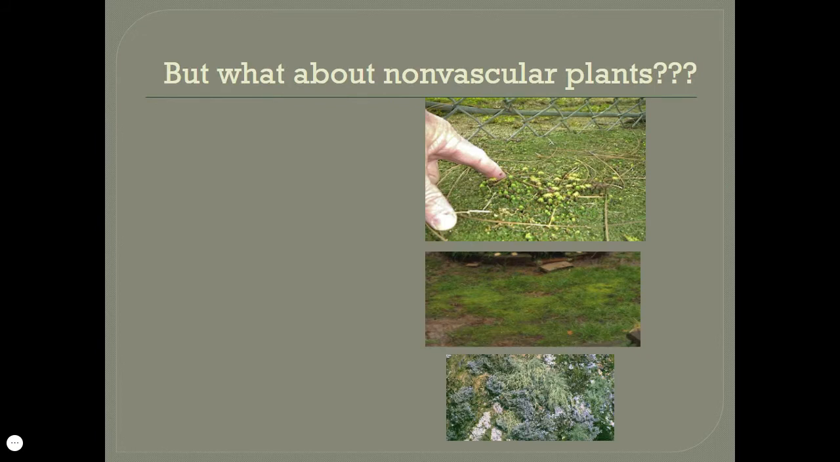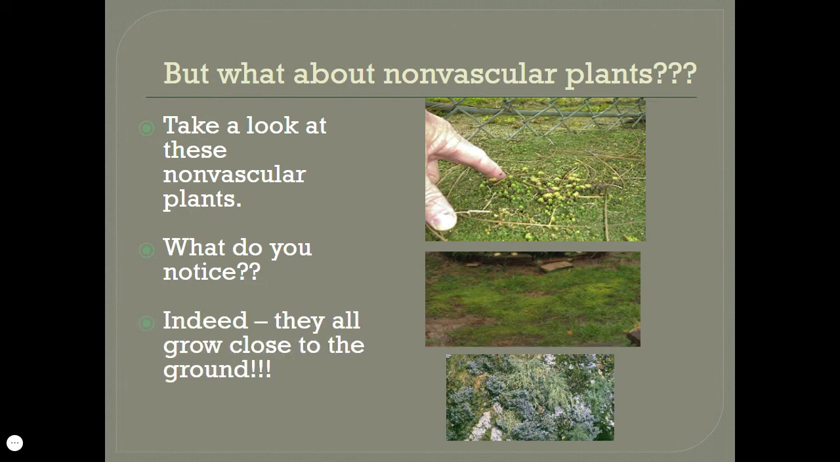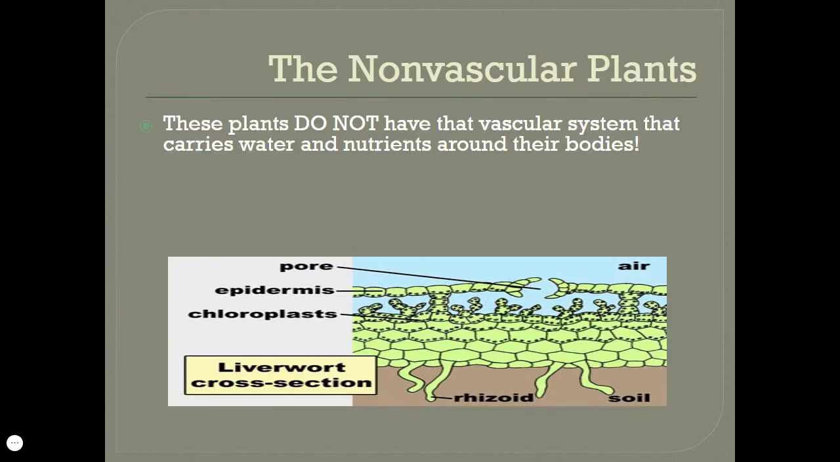So let's look at non-vascular plants first. Let's take a look at these plants. What do you notice about them? We should notice that they grow really, really close to the ground. And there's a reason for that. They do not have that vascular system that carries water and nutrients around their bodies. Instead, as you can see in this image, they have something called pores.